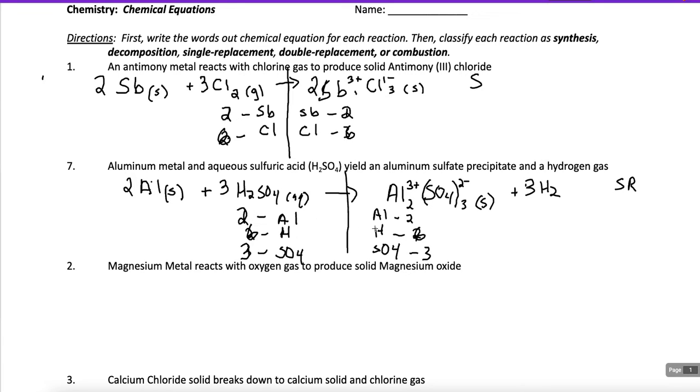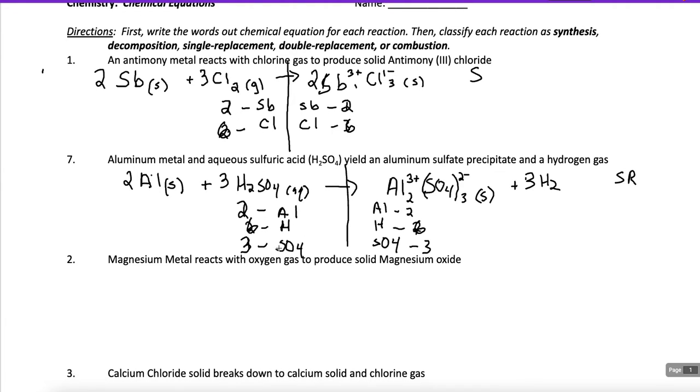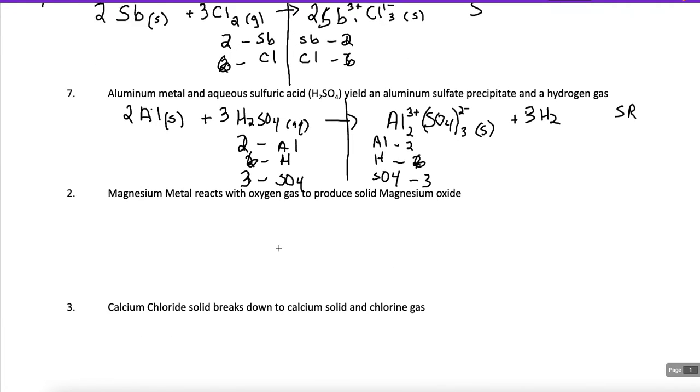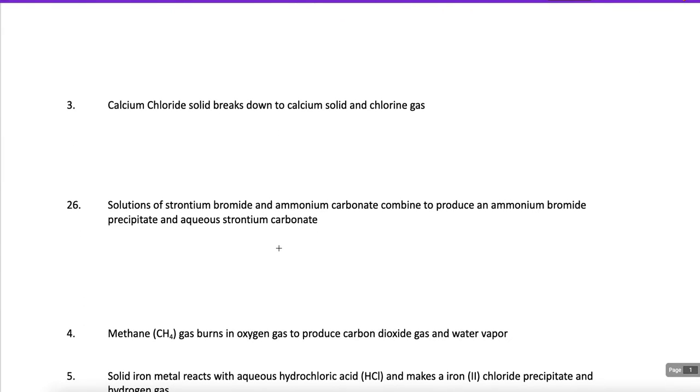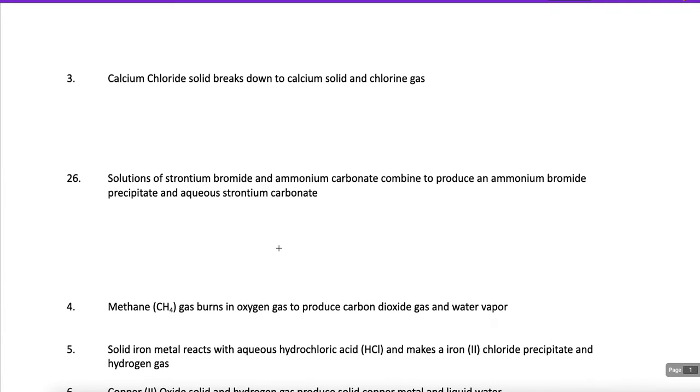And now that's balanced. Everything adds up to the same number. Okay, I'm going to skip number 3. You can do that one. It's pretty much kind of like number 1. Okay, number 4. All right, calcium, or number 3. I guess this is number 3.